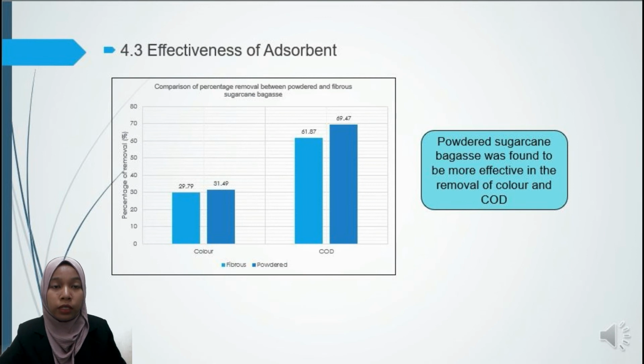For color and COD removal efficiency, the percentage removal of color is about 32% for fibrous sugarcane bagasse and 36% for powdered sugarcane bagasse. As for the COD removal efficiency, the percentage removal of COD is about 63% for fibrous sugarcane bagasse and 70% for the powdered sugarcane bagasse. You can conclude that the powdered sugarcane bagasse is more effective in removal of color and COD from the effluent.